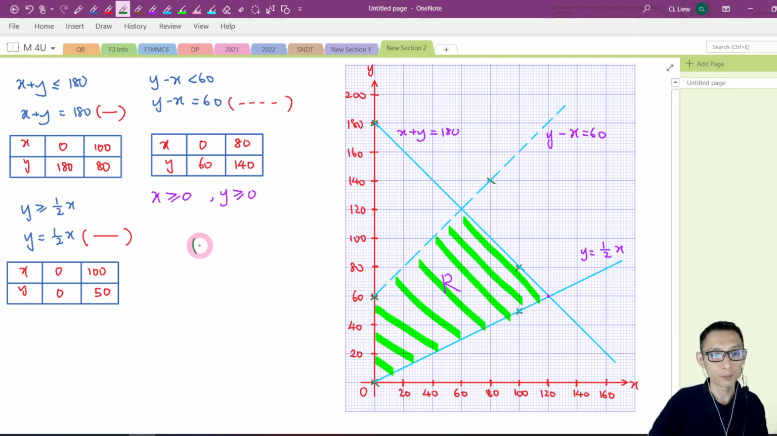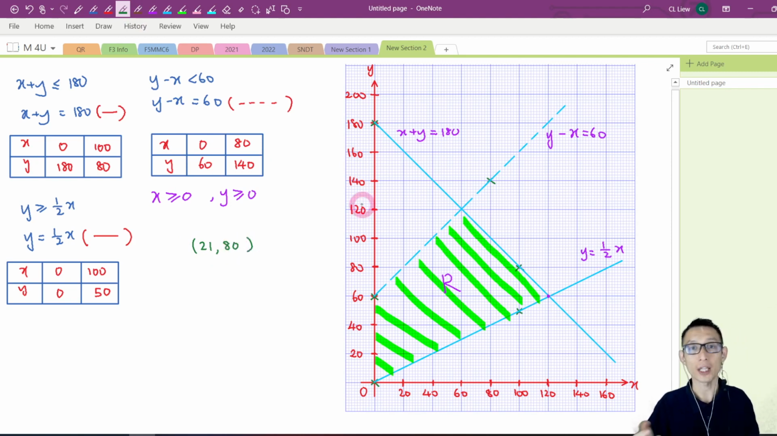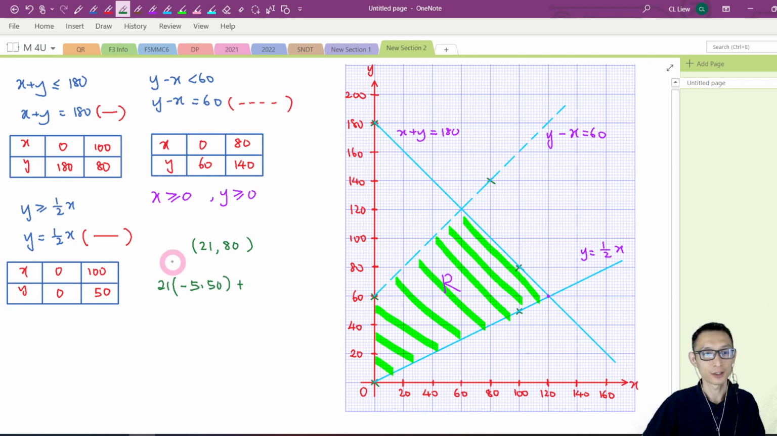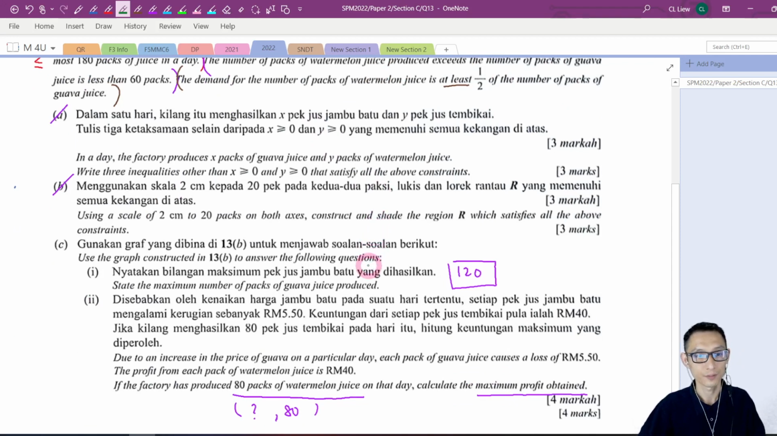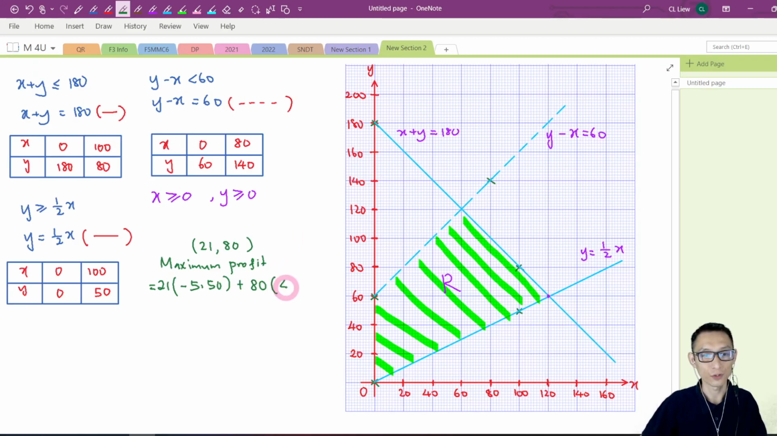So now I'm going to use this point to help me calculate the maximum profit. 21. This is a loss, so I'm going to add a negative for it. 5.50 plus, this is the maximum profit, and this is profit, this is earning. Oh sorry, not 4 ringgit 40 cents. 40 ringgit. Okay, this is 40 ringgit.